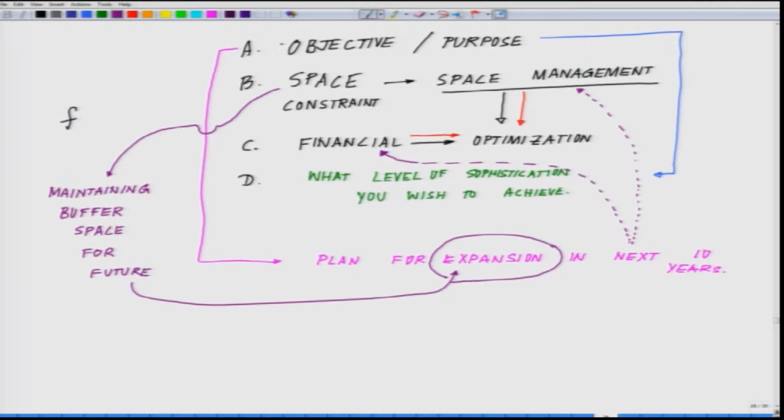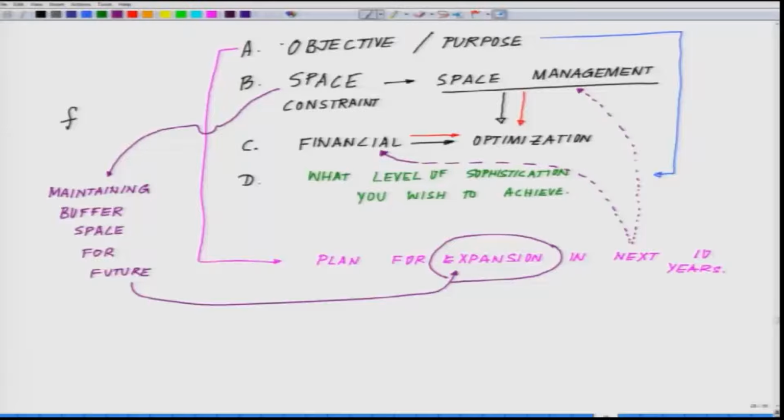This is very critical. Unless you have that buffer space, you'll realize that, like, I should have saved that space, I could have utilized it later. Okay, then comes the next: what level of sophistication you want to achieve, and what are your plans for expansion.